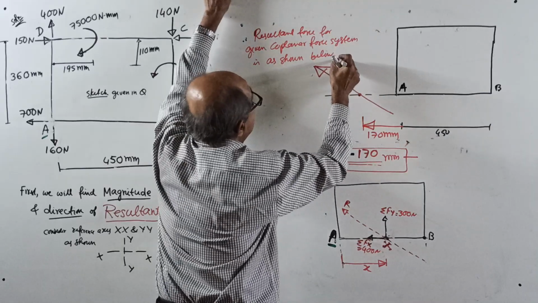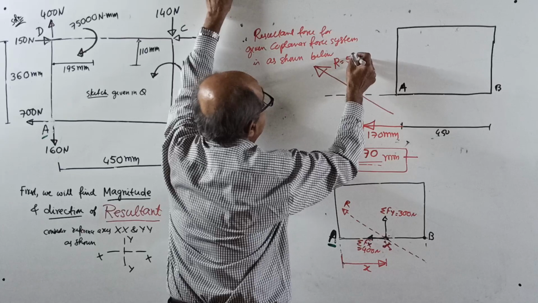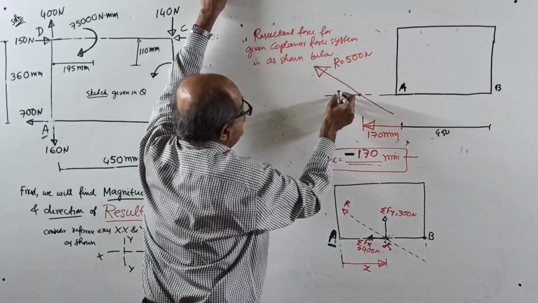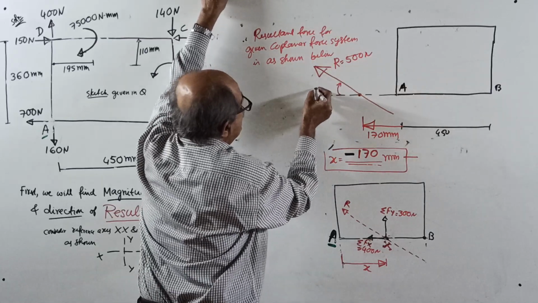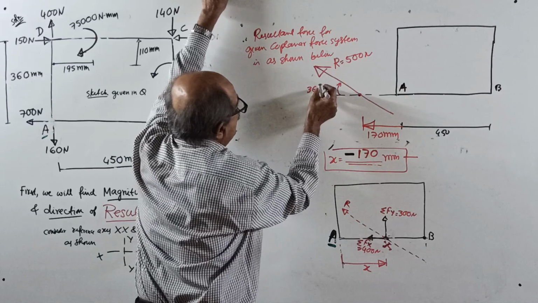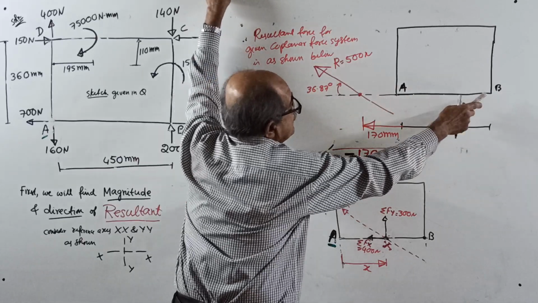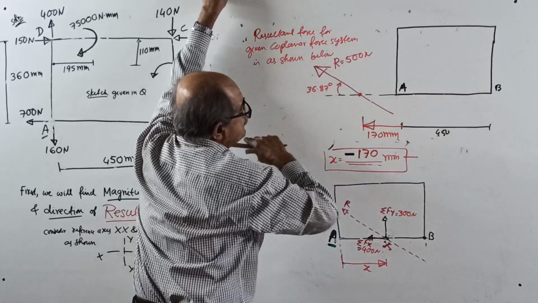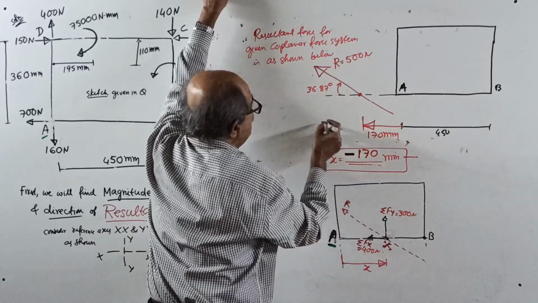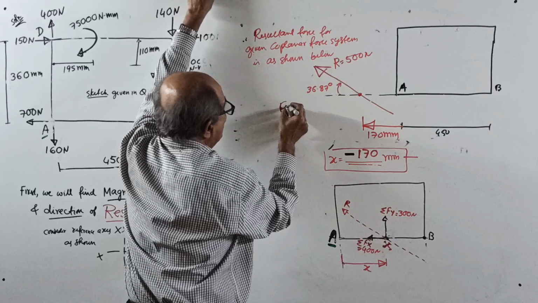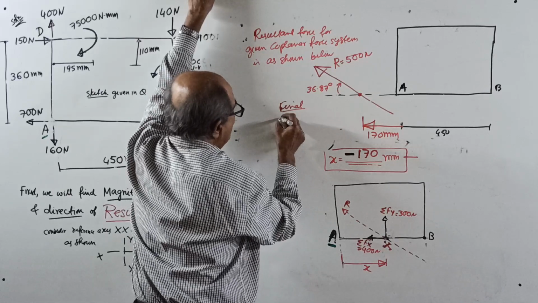Now write the answer. Resultant equals 500 Newton, making an angle of 36.87 degrees with the X axis, and the line of action of the resultant cuts the AB line on the left side by 170 millimeter. This is the final answer. Final answer.